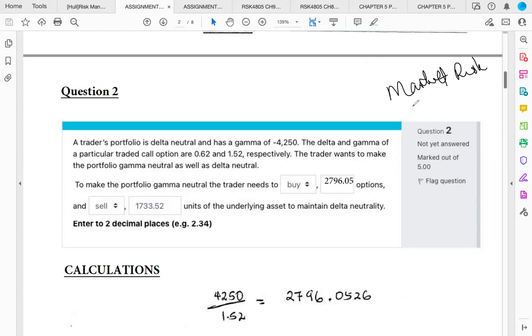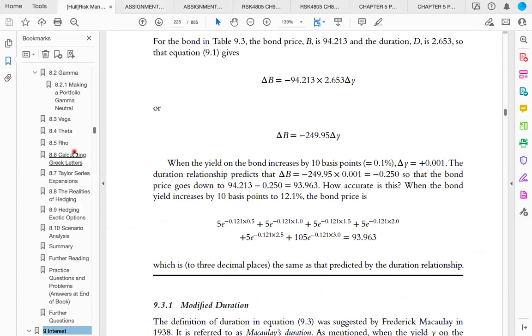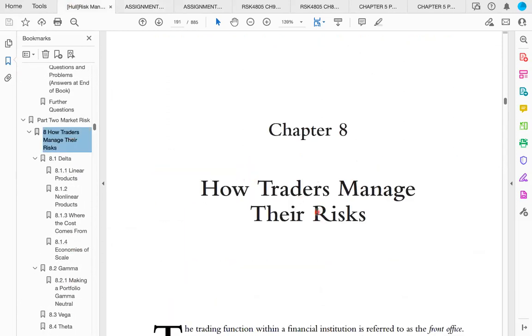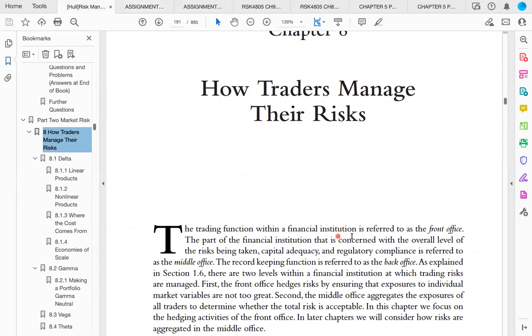But with market risk, it's also important that individual traders within the bank or any financial institution are able to manage the market risk associated with the portfolios that they manage for that particular institution. So question number 2, and a few other questions in this assignment, focus on chapter 8, where we look at how individual traders manage market risk. You see how traders manage market risk within a financial institution.